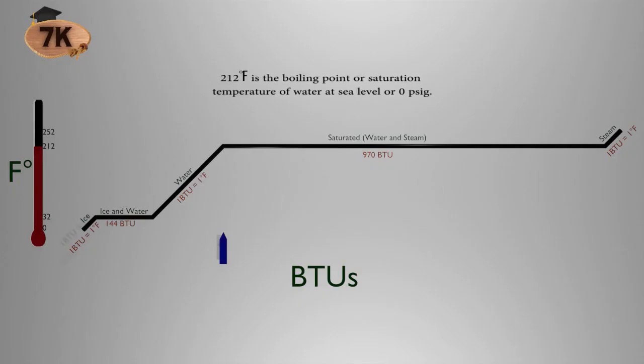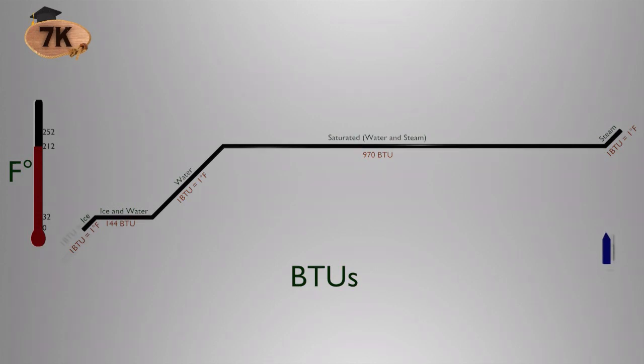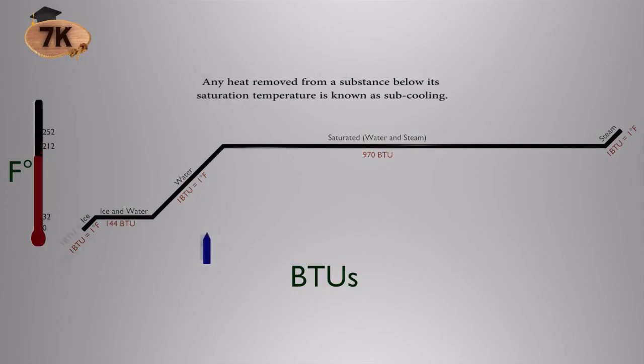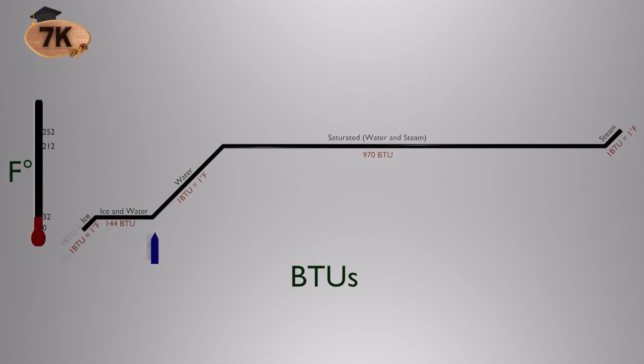212 degrees Fahrenheit is the boiling point, or saturation temperature of water at sea level, or 0 pounds per square inch gauge. Any heat added to a substance above its saturation temperature is known as superheat. Any heat removed from a substance below its saturation temperature is known as subcooling. 217 degree steam at 0 psi would have 5 degrees of superheat. 207 degree water would have 5 degrees of subcooling.